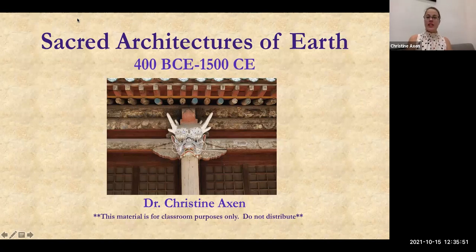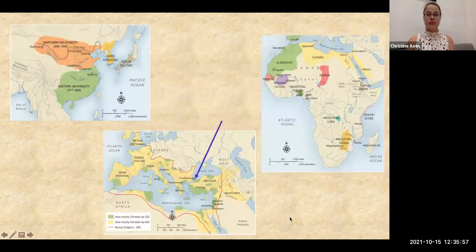This is Sacred Architectures of Earth from 400 before the Common Era to about 1500 in the Common Era. So, let's just start with a quick geographical overview. First, we'll be looking at sites in China, and this is related to chapter 21, The Art of Rising Empires in Japan and China. So we'll be looking specifically at the region right here along the Great Wall, Yongang.